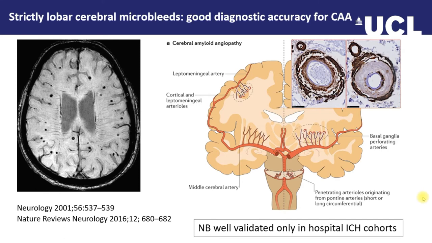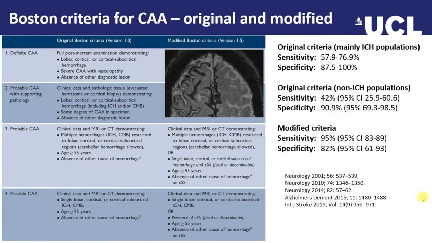So with regard to diagnosis, strictly lobar microbleeds have good diagnostic accuracy for cerebral amyloid angiopathy, particularly in hospital intracerebral hemorrhage cohorts. And if we look at this table, we can see the original Boston criteria, which depend on strictly lobar hemorrhagic lesions in a patient over the age of 55 with no other cause of hemorrhage. And these original criteria, published in 2001, have pretty good sensitivity and very good specificity.